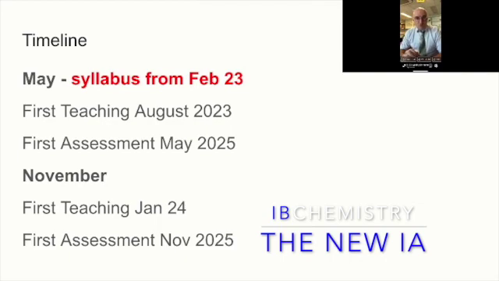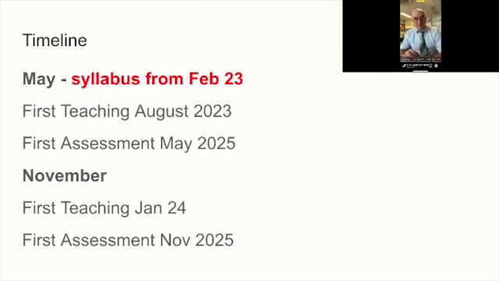This is not new news, it's just an update to put a few rumours to rest about what's going on with the new internal assessment. I know more than anybody else, but let's just make sure we're all on the same page. Okay. The first teaching will be for the May session, August 23, then first assessment will be May 25. November schools, was in the Southern Hemisphere. First teaching January 24, first assessments November 25. Hopefully that will answer that question every time it's asked for the last time.